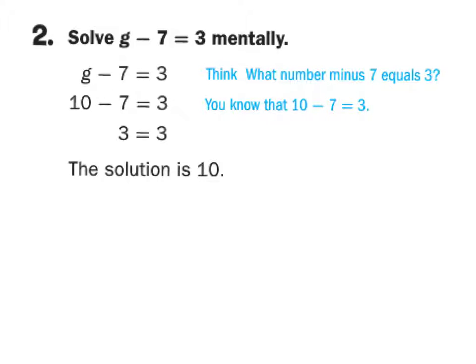So let's look at example number 2. They would like us to solve g minus 7 is equal to 3. What number can we plug in for g here that when we subtract 7 we get 3? In our heads we're thinking 7 plus 3 would make my 7 get larger, and we figure out that it's 10. We can do this mentally because we know that 10 minus 7 is 3. So our solution is 10, or we could say that g is equal to 10.